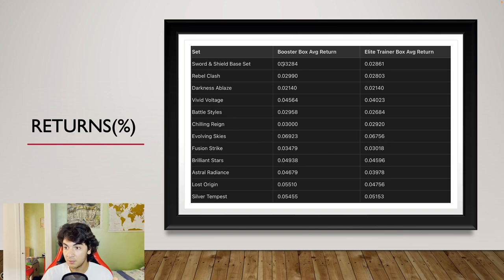As you can see here, when it comes to booster boxes, Darkness Ablaze. When it comes to ETBs, also, it is Darkness Ablaze, the weakest performing set.